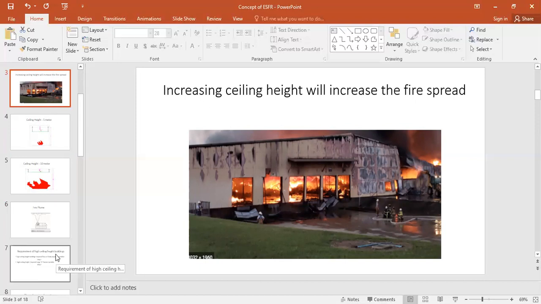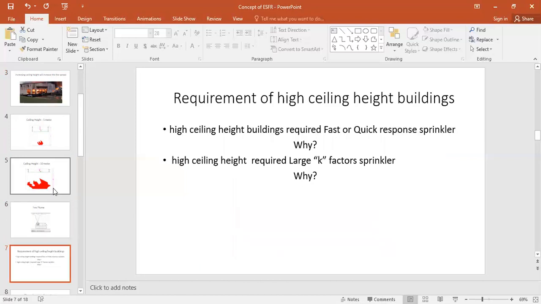So this is the problem we explained. What is the solution? What is the remedy for this problem? First it is a problem, then we are going to see the solutions. This kind of high ceiling height area requires fast response sprinklers. This is one point. And high ceiling height areas require larger K factors. So why fast response sprinklers, and why larger K factors? First, why fast response sprinklers?